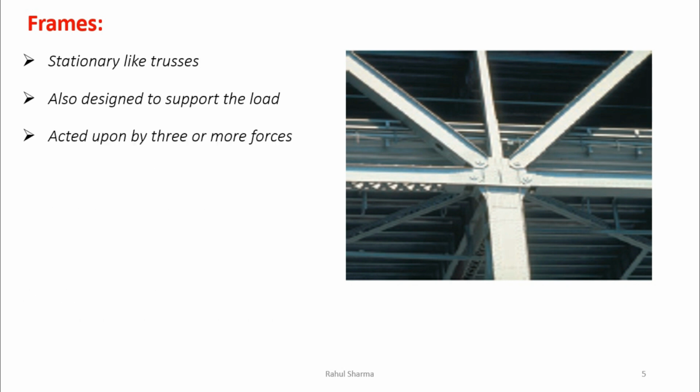Now what is the main difference between a frame and a truss? The main difference is that trusses have only two types of forces in the member, tension or compression, but frames have three or more forces in their members. Then it is known as a frame. And these forces are not directed along the members. It might be tension, compression, bending, torsion, or we can say the moment, a number of forces.